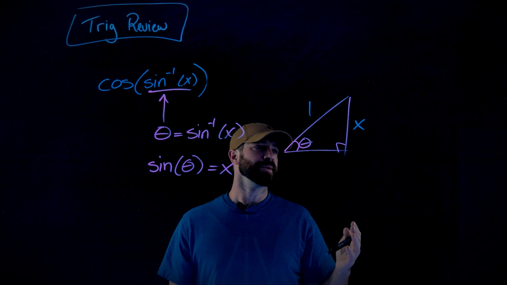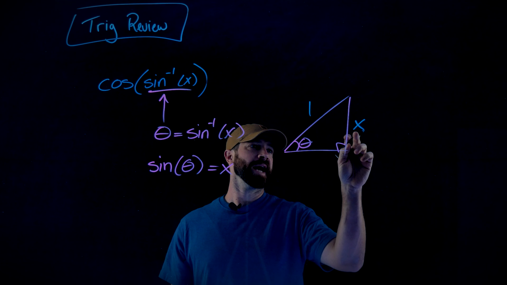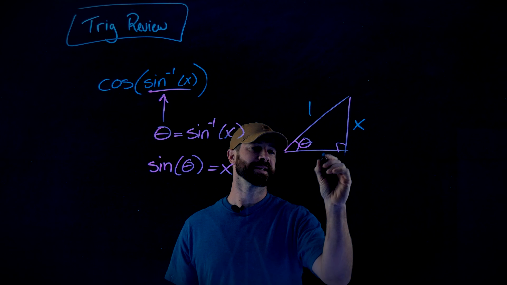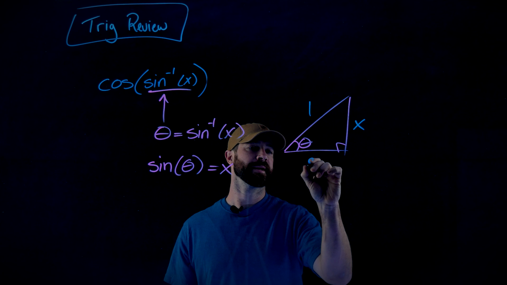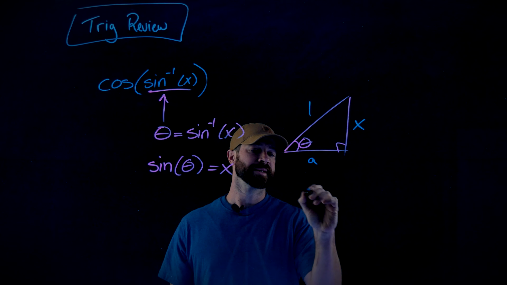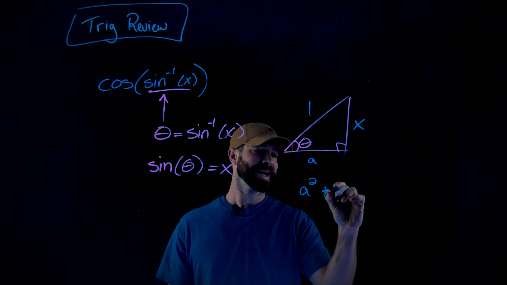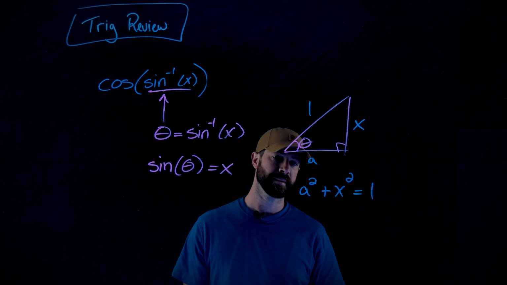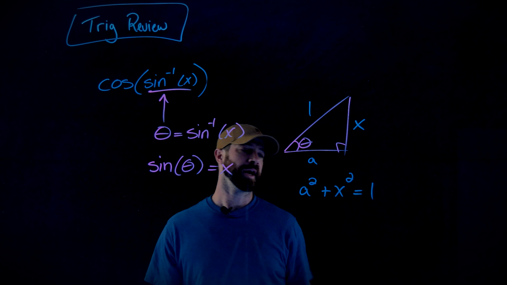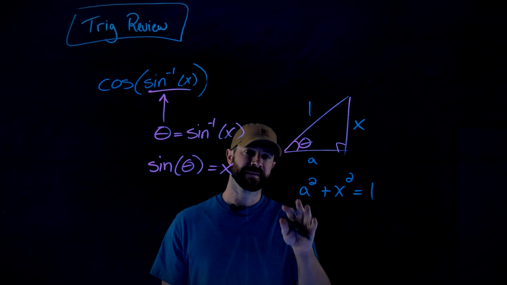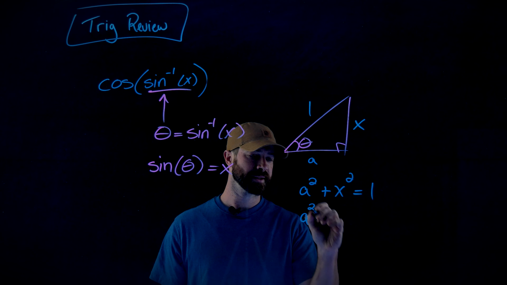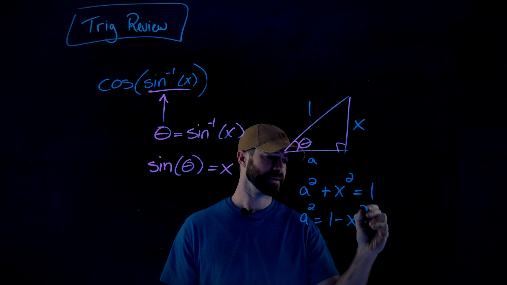I can simply use the Pythagorean theorem for this, where they have x squared. I need to give this some kind of value. Let's call this a right here. So what I know is a squared plus x squared equals 1, or 1 squared for the hypotenuse. I'm going to solve this for a. So a squared equals 1 minus x squared.